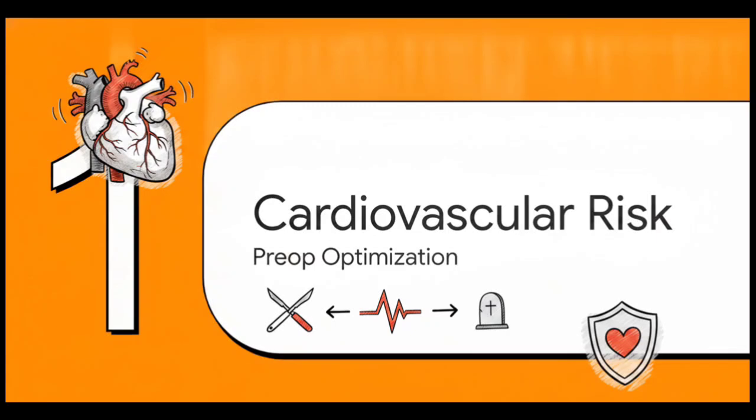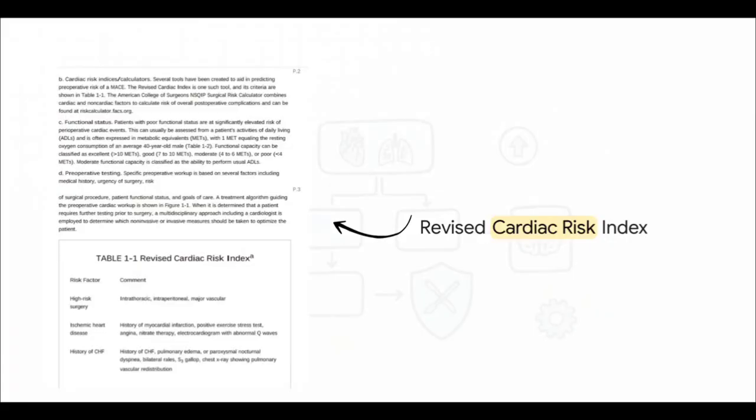We start here because cardiovascular disease is actually one of the leading causes of death after non-cardiac surgery. Seriously, an MI post-op carries a staggering 15 to 25% hospital mortality rate. It's huge. So to figure out that risk ahead of time, we look to the Revised Cardiac Risk Index, or RCRI. You've got to commit these absolute high-yield criteria to memory.